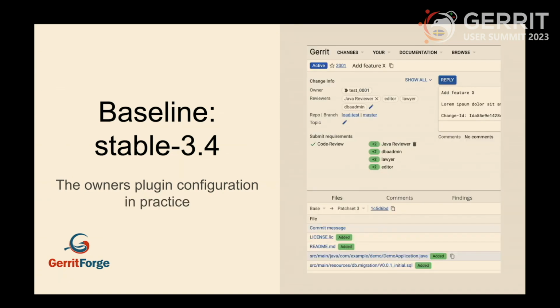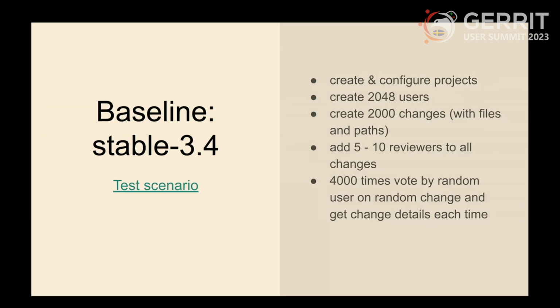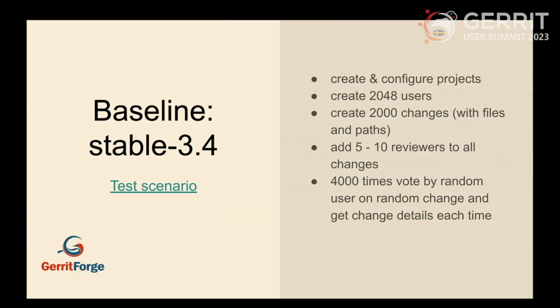So how would that look in a real example? Imagine a change like that, where we have 4 files modified: license, MD, Java, and SQL. In order for it to be submittable, all 4 people have to give their blessing. And they did, and it is green, as you see. Submit requirements are fulfilled.